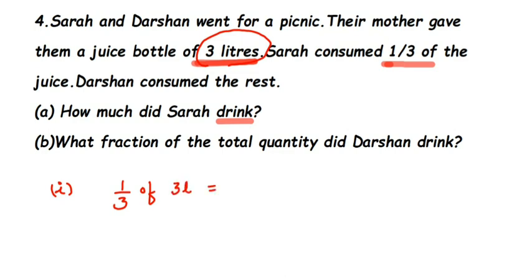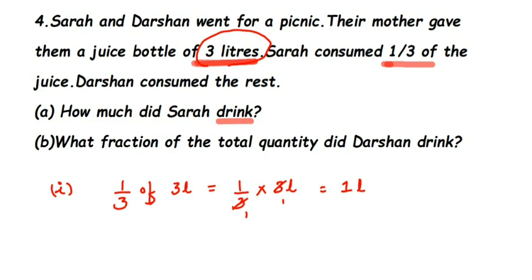So it will be 1 by 3. Of means multiplication, and this 3 liters. Now 3 and 3 will get cancelled. In the 3 table, 3 ones are 3, which is equal to 1. 1 by 1, or 1 you can write down. So 1 liter. So she drank 1 liter of juice here.